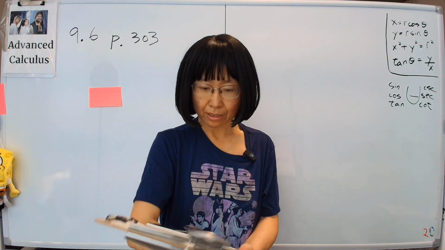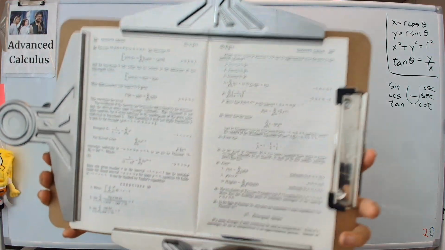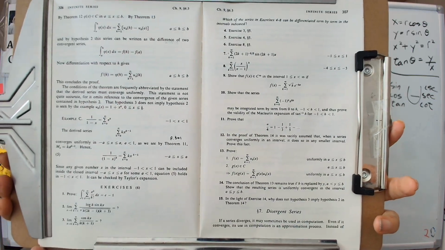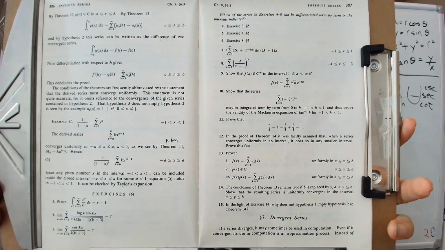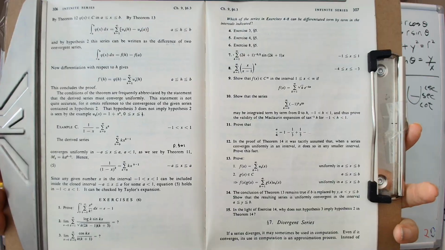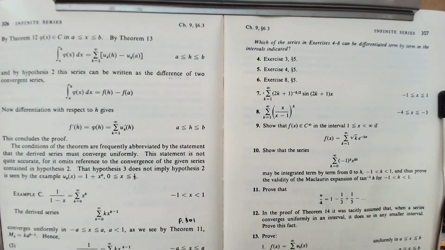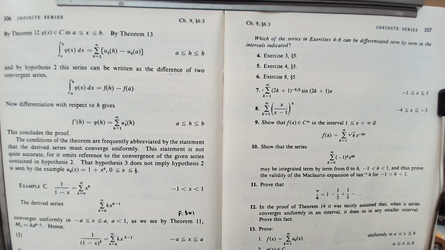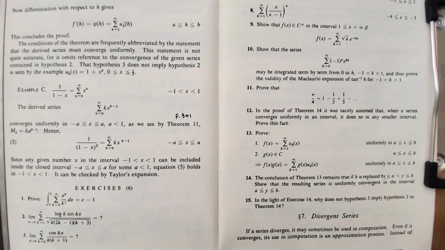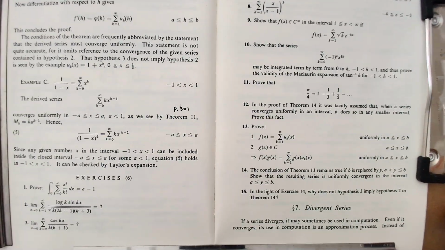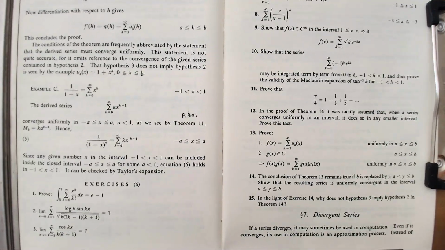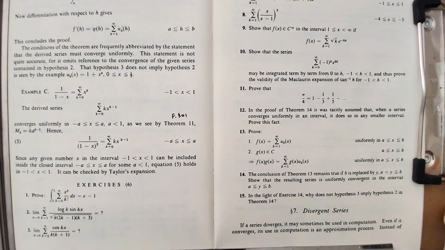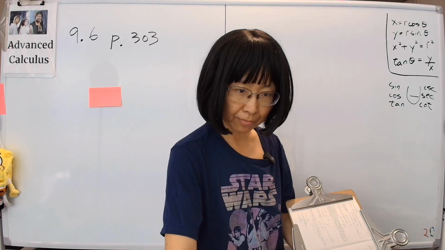Finally, page 306 and 307, the homework page. Okay, a little closer maybe. All right, and then a little closer on the top. And on the bottom. That should be good enough.